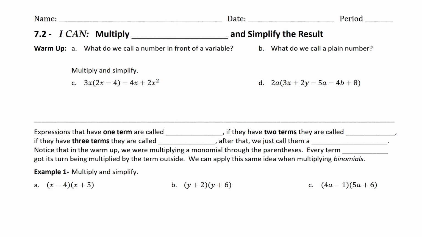Section 7.2 here. The I can statement is I can multiply binomials, and then simplify the result. Quick little warm-up here, just some vocabulary to start off with.